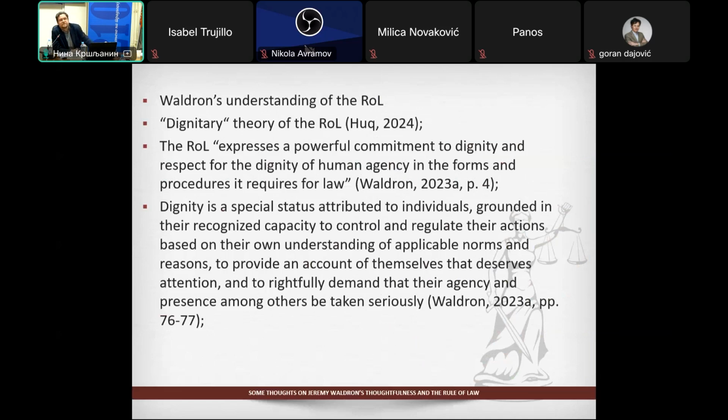I want to talk about his understanding of human dignity, although it is very relevant. He understands dignity as a sort of special status or standing within the community and the legal order, as he pointed out in some of his papers: we are all aristocrats now, which is different compared to some earlier parts of human history. According to Waldron, dignity is a special status attributed to individuals grounded in their recognized capacity to control and regulate their actions based on their own understanding of applicable norms and reasons, to provide an account of themselves, and to rightfully demand that their agency and presence among others be taken seriously.